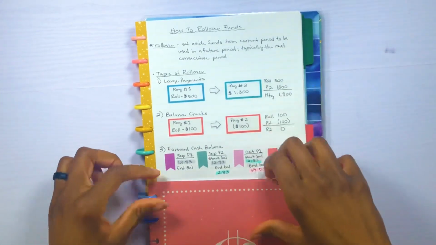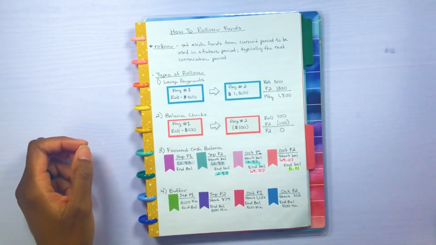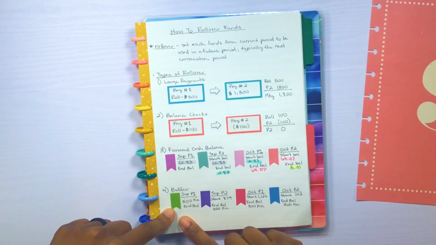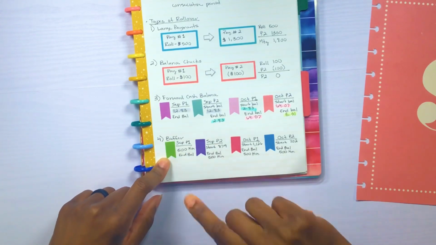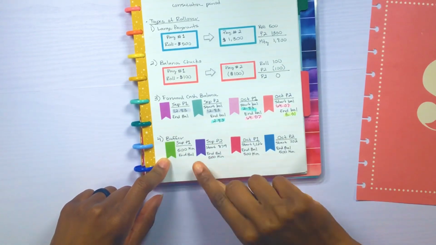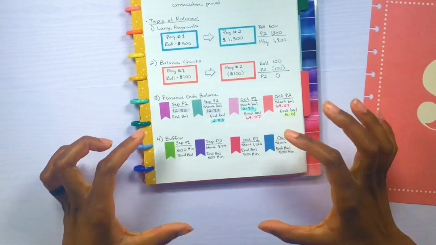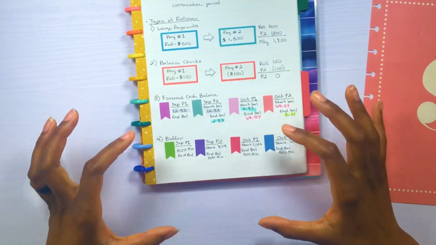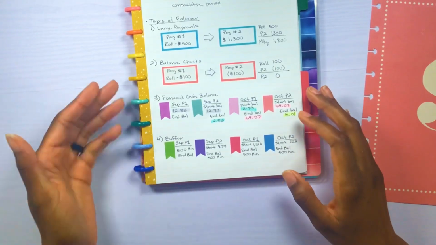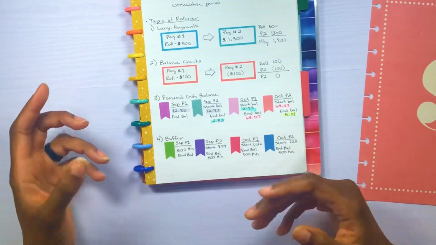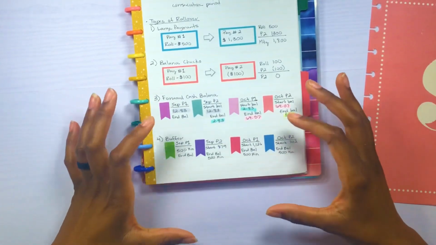So now we have the next type of rollover, which is the buffer. Some people like to keep a buffer in their checking account. What they typically mean by that is they have a set amount of money always in their checking account, no matter what. So let's say their buffer is $500. Their money comes in, and no matter what happens, they want it to at least have $500 at the end of that paycheck.